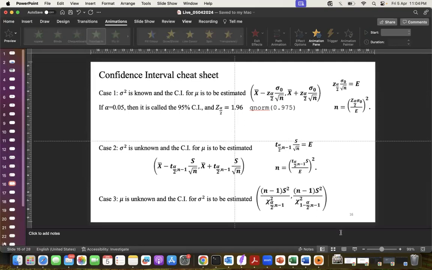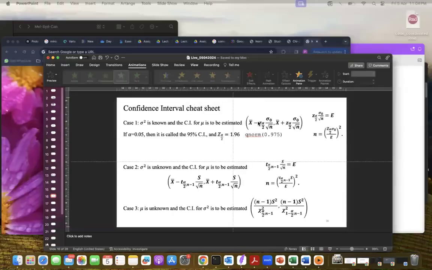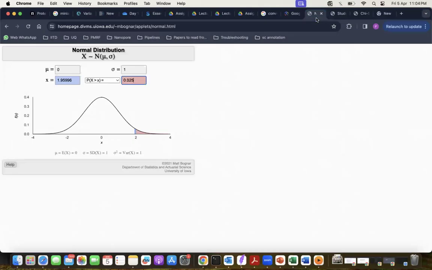Anyway, what we were doing here is alpha by 2 is 0.025, but what is Z? We want to find the value of Z at alpha 0.025. If you remember, this is the normal distribution. I'll just put the links to these again. This is a normal distribution, and we are looking at a standard normal. So we want to find out the value of Z here or here.